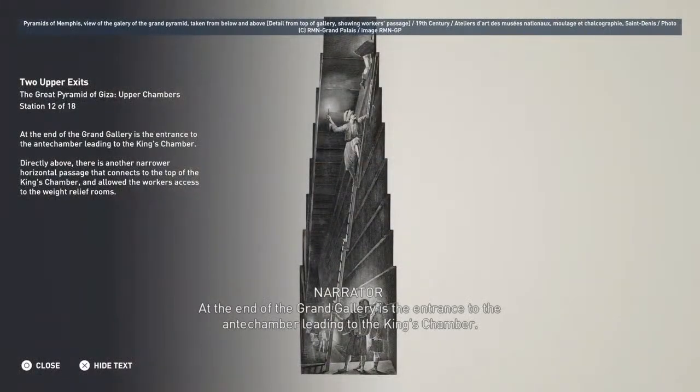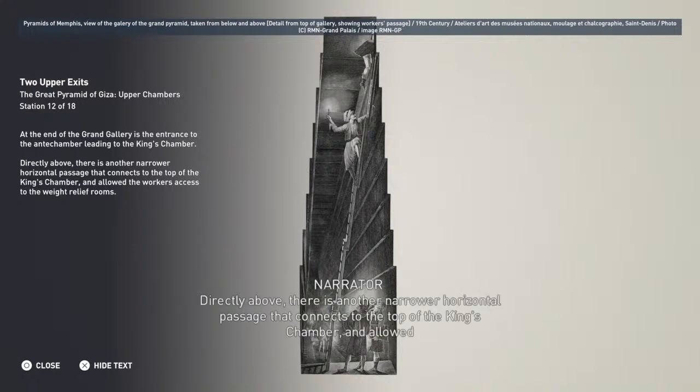At the end of the Grand Gallery is the entrance to the antechamber leading to the King's Chamber. Directly above, there is another narrower horizontal passage that connects to the top of the King's Chamber and allowed workers access to the weight relief rooms.